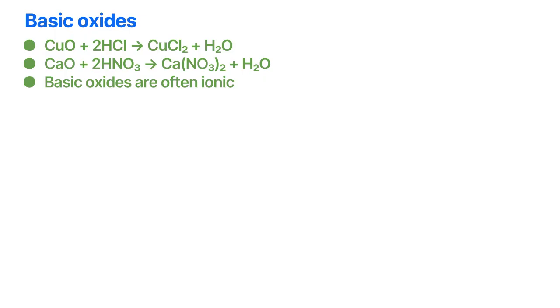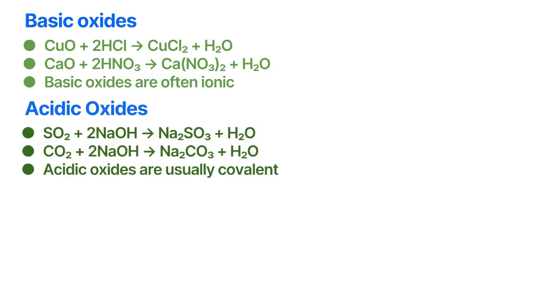In contrast to basic oxides, we now look at acidic oxides. Sulfur dioxide reacts with sodium hydroxide to form sodium sulfite and water. Carbon dioxide also reacts with sodium hydroxide to produce sodium carbonate and water. Since nonmetals share electrons, acidic oxides are usually covalent compounds. Exam tip: always remember that acidic oxides neutralize bases, not acids.